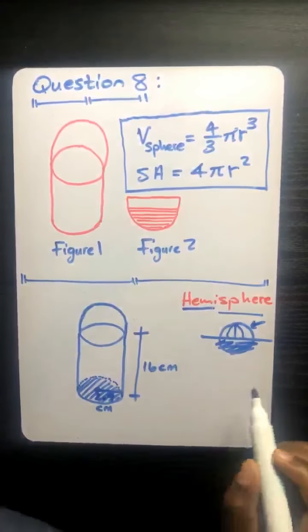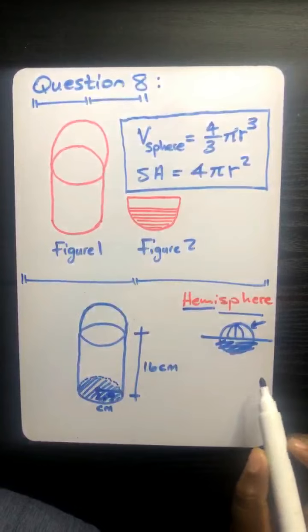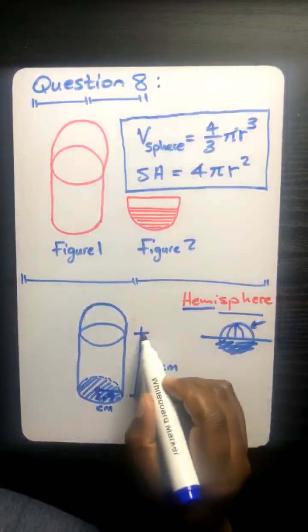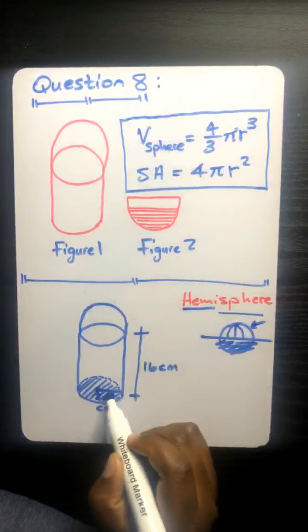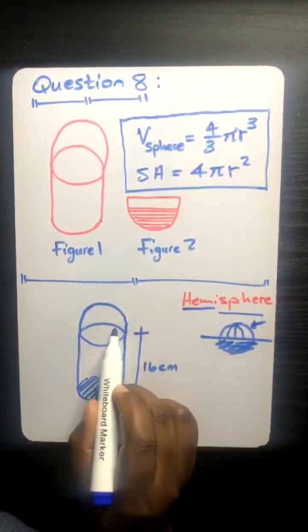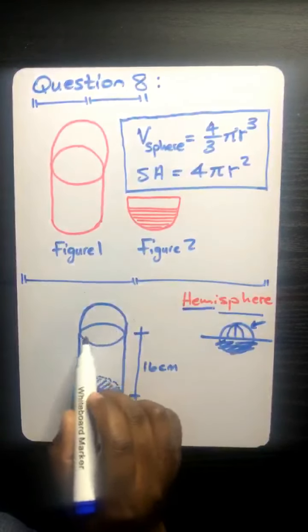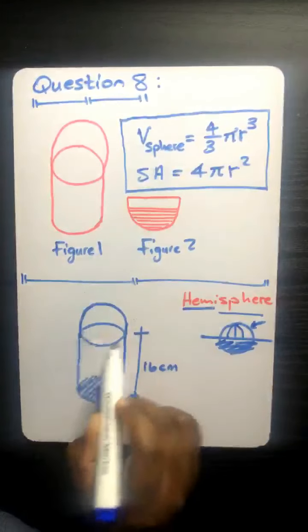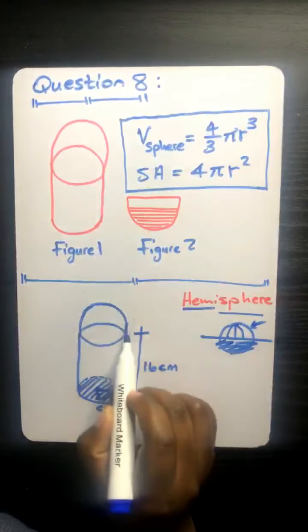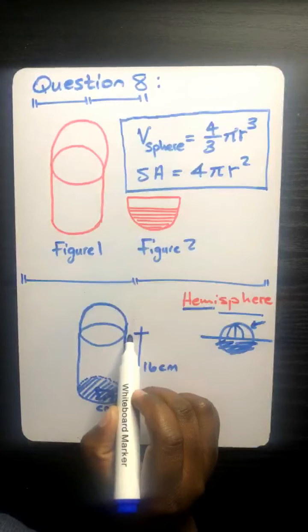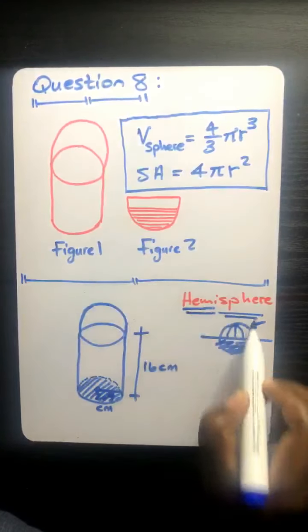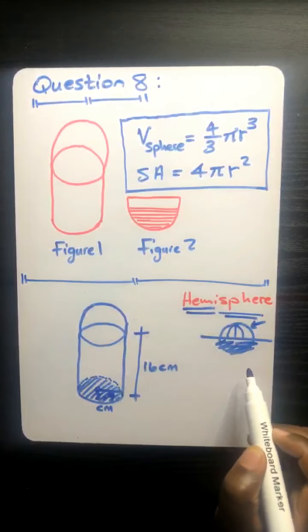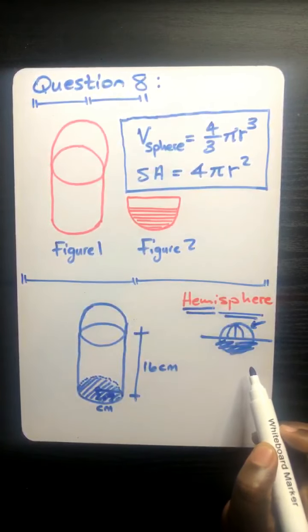So, ladies and gentlemen, we've got a can with a base. That means it doesn't have that top part, but it only has a lid. And this lid we say is hemisphere, meaning it's half of a circle.